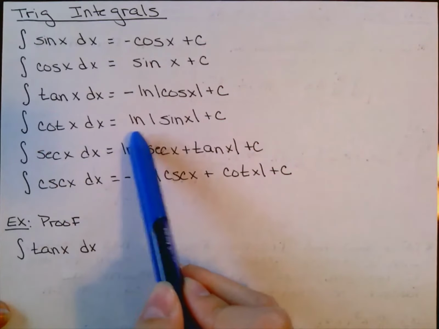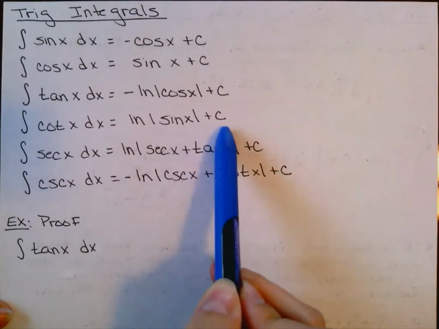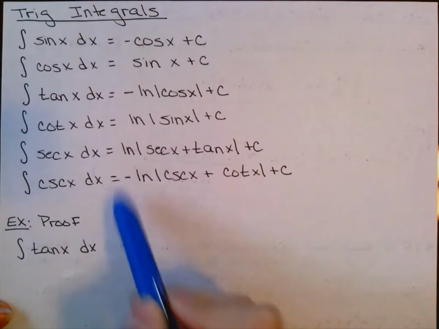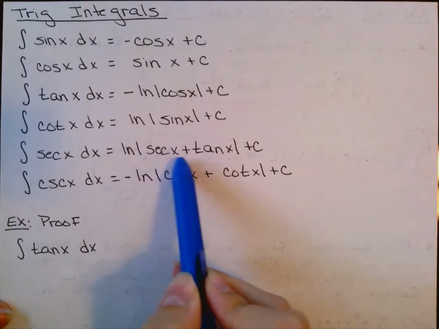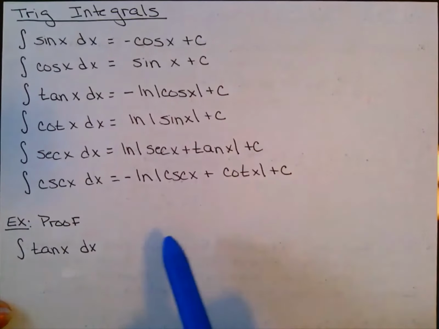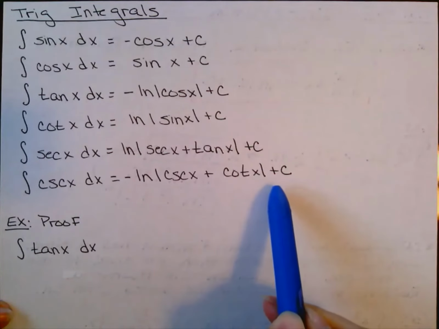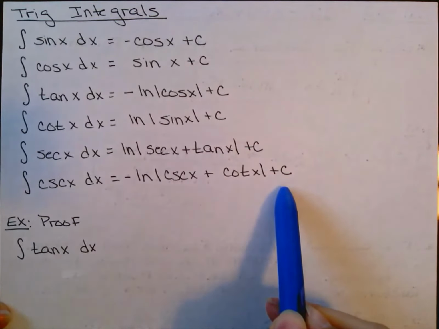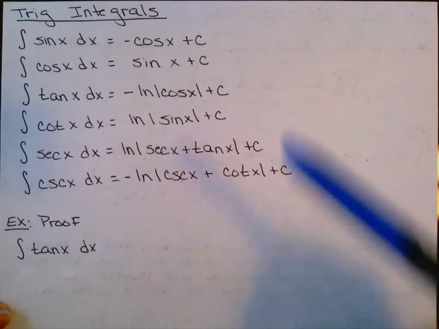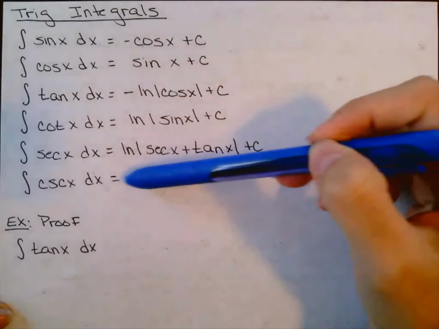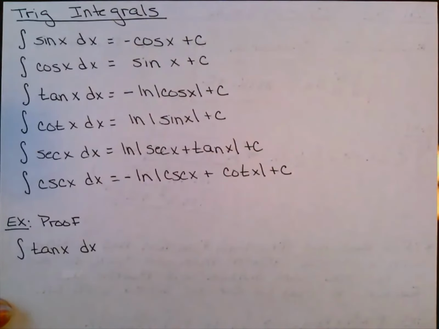Cotangent's antiderivative is a positive ln of absolute value of sine plus c. Secant, you can catch the patterns are very similar to the last one. It's ln absolute value of secant of x plus tangent of x, and then plus c. And cosecant is negative ln absolute value of cosecant of x plus cotangent of x plus c. And just like we talked about in chapter 4, for integrals, when the answer has a c, cosine, cosecant, cotangent, your answer also has a negative. I'm going to just show you really quick the proof of one of them, and then we'll move on.